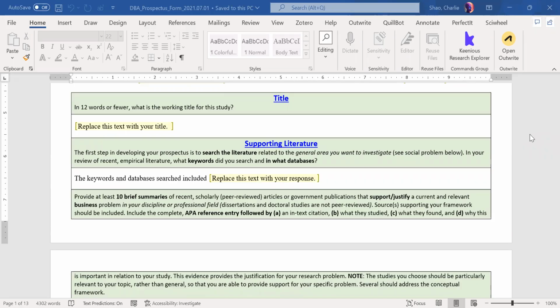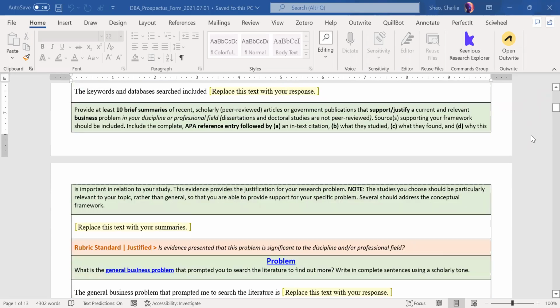In the Keywords and Databases section, please include both keywords and databases. To prepare a DBA prospectus form, provide 10 summaries of your search findings and their relevance related to demonstrating the importance of your business problem and its proposed theoretical, conceptual framework, including A, an in-text citation, B, what the researchers studied, C, what the researchers found, and D, why this is important in relation to your study.